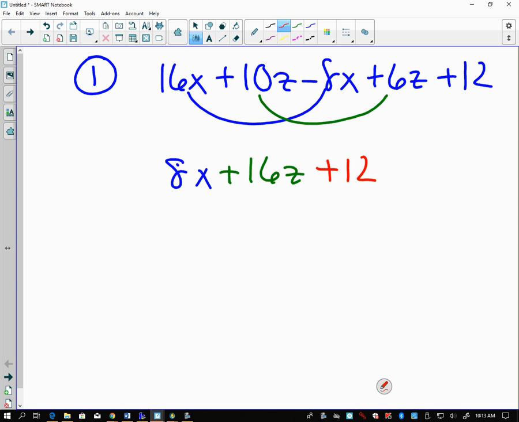I'm trying to think. In future math, what we could do is factor things out of that. If we could simplify that down any further, I would divide it by 4, right? That would give me 2x plus 4z plus 3. I don't think that you'll get anything like that, but anyway. All right, let me look at another one.